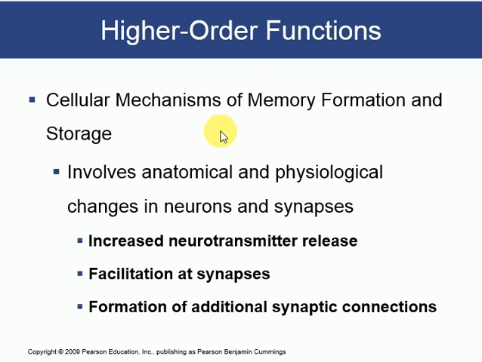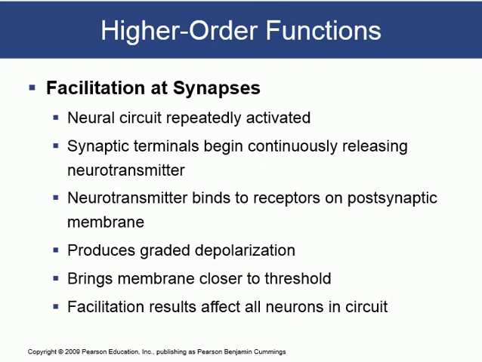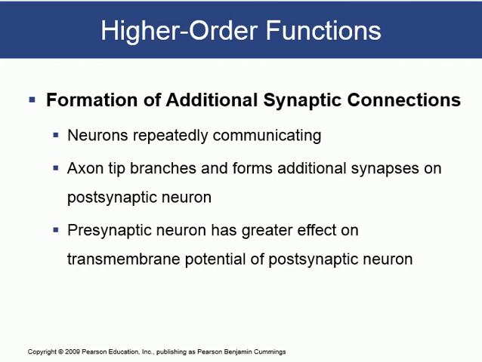And these are the anatomical changes one more time. Neurotransmitter increase in that area. Synapses are facilitated, and more synapses, additional synapses. Okay? So this all occurs at certain synapses. Neurotransmitter increase, facilitation of the synapse, formation of additional synapses. These are the anatomical and chemical changes that occur in order to create a memory. So: increased neurotransmitter, facilitation, and formation of additional synaptic connections.